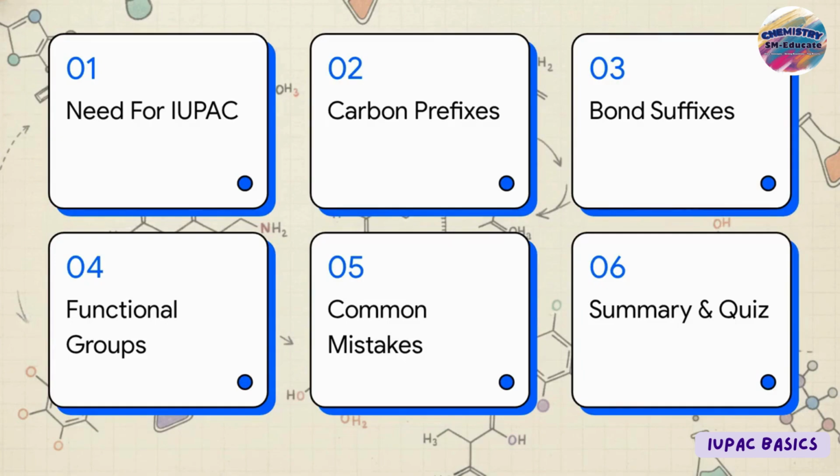Okay, let's dive right into this. Here's our exact roadmap for today. First, the need for IUPAC. Second, Step 1, carbon prefixes. Third, Step 2, bond suffixes. Fourth, functional groups. Fifth, avoiding common mistakes. And finally, some practice questions and a summary.